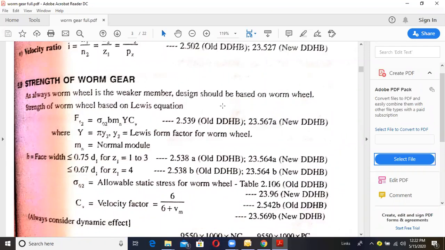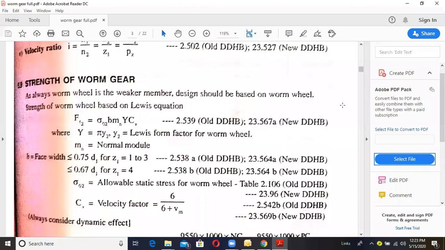Same thing in worm gears, we are not calculating the weaker member. Always we consider the worm wheel. Look here, as I show, always the worm wheel is the weaker member. Understood what I am telling? Okay, sir. Always we are designing for the worm wheel.